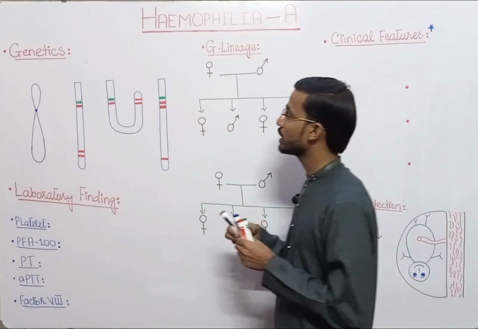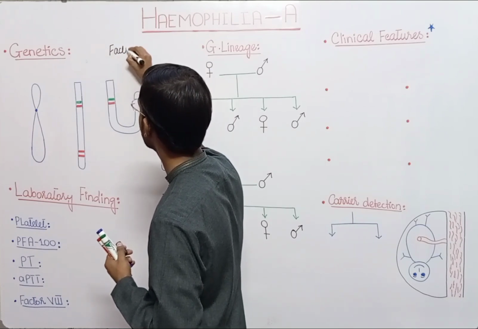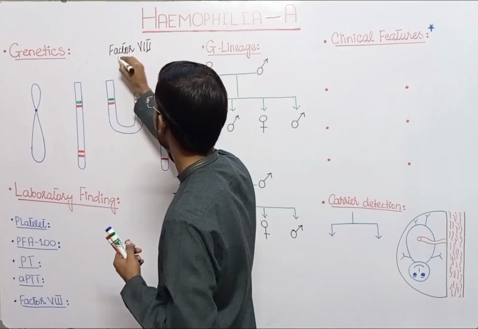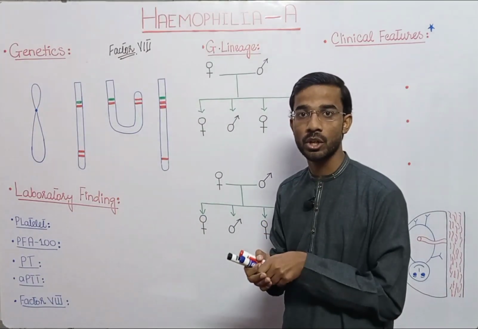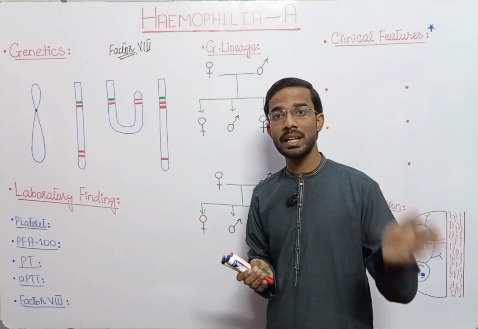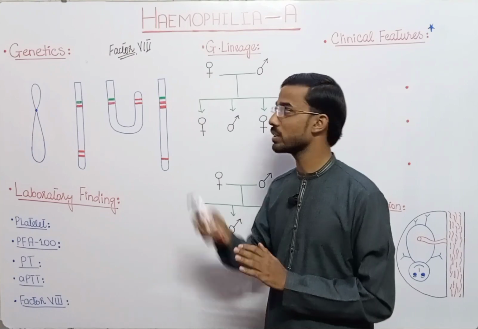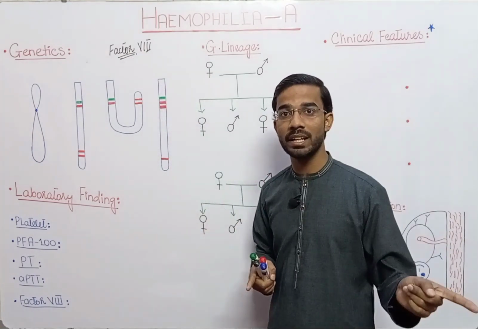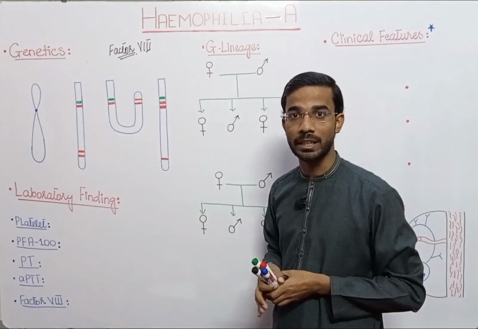As we know, hemophilia is a defect in factor 8. Factor 8 is the clotting factor, and it is protein in nature. As we know, DNA is converted into RNA, and RNA is converted into protein. This is the same case. If there is a defect in the DNA, then factor 8 will also be affected.